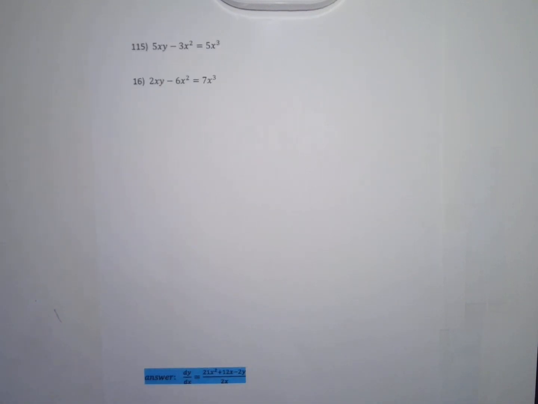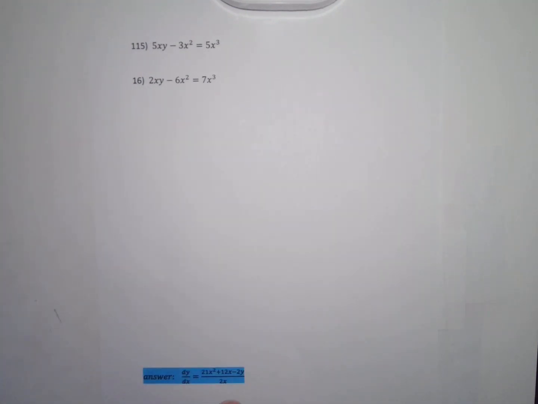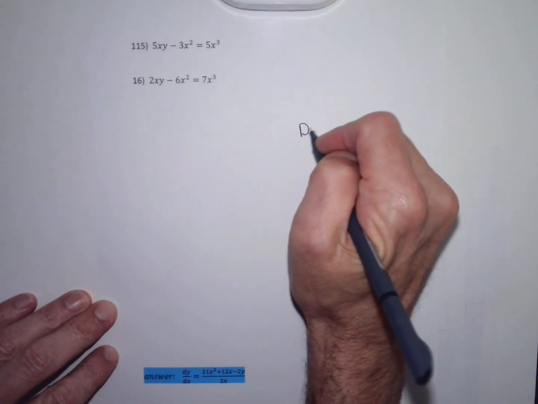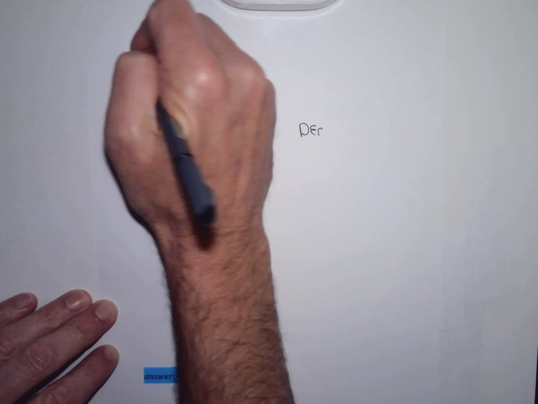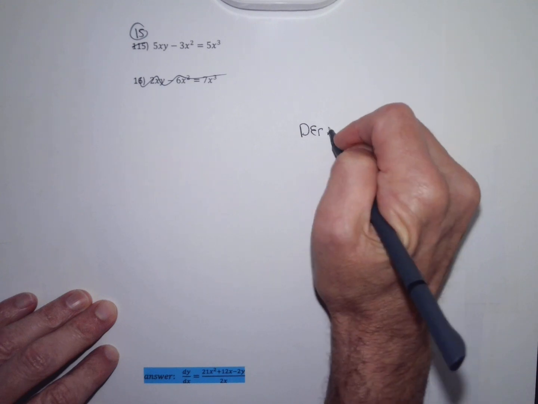So 16, I'm going to start, it's 2 dy. I might just do this derivative then. Let me find the derivative. In fact, let's do 15 together. That says 115 for some reason. Let's do 15. Let me find the derivative.